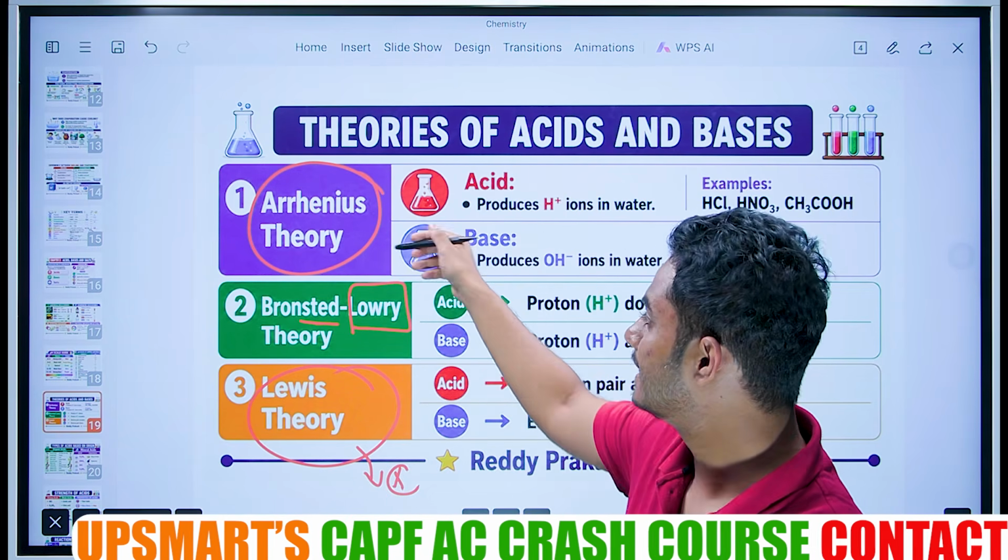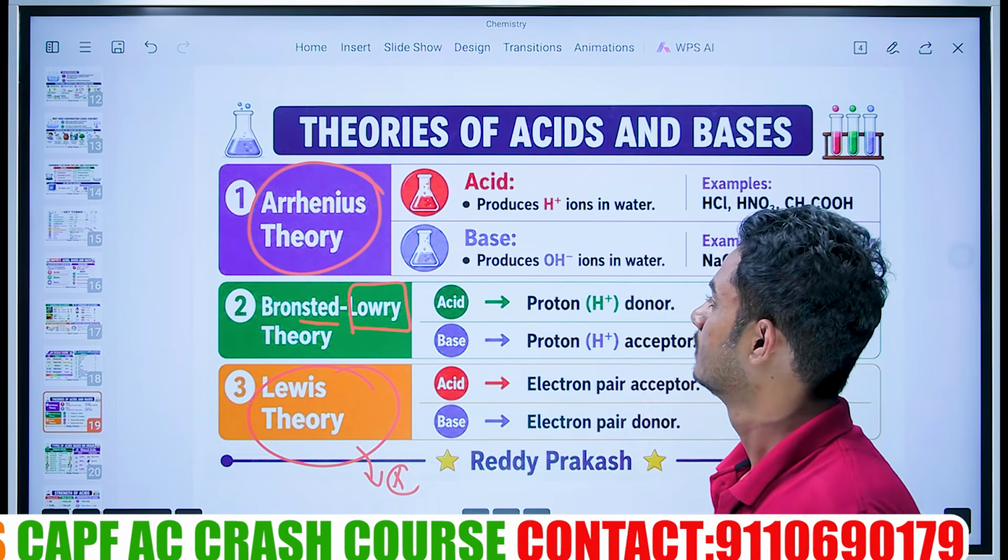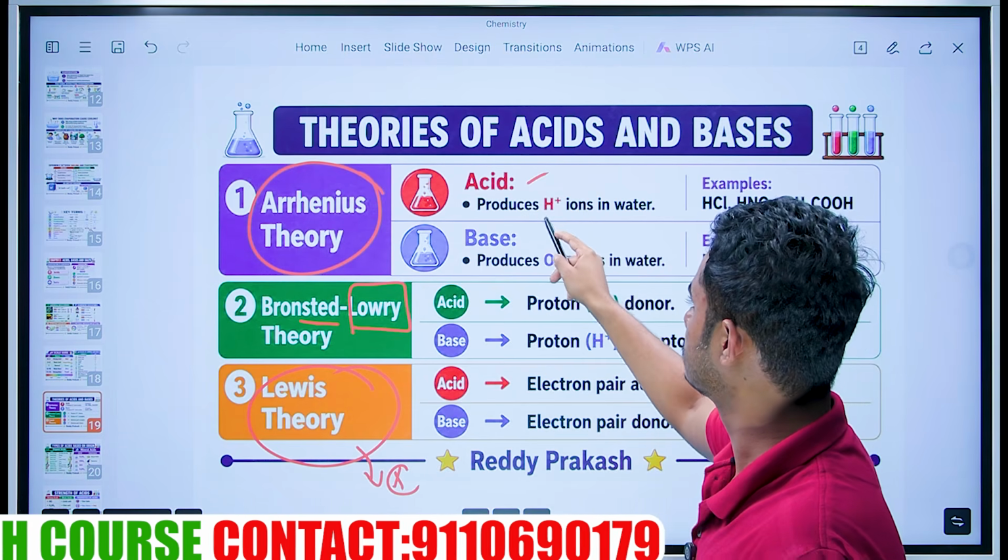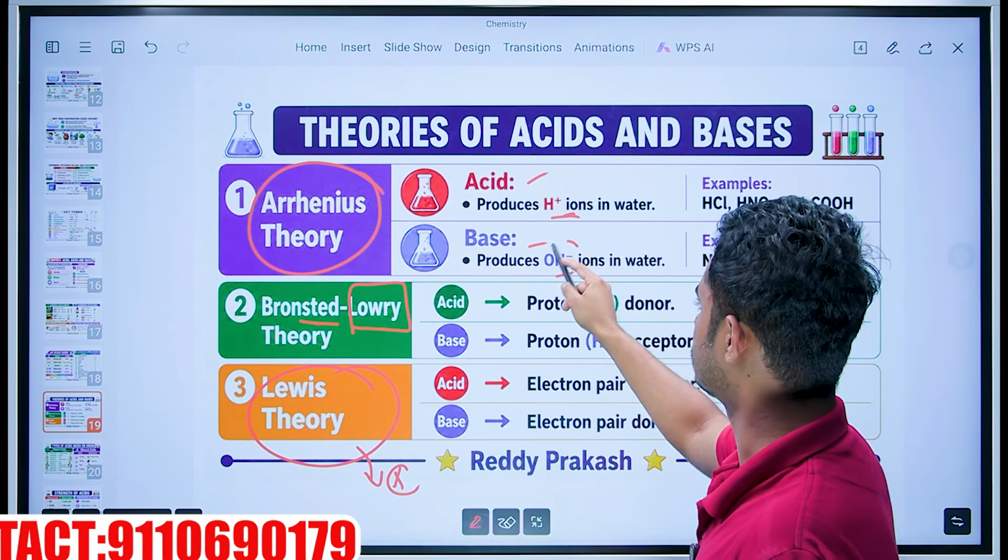Okay, first is Arrhenius theory. Arrhenius theory: acid means produces H plus, base means produces OH minus.